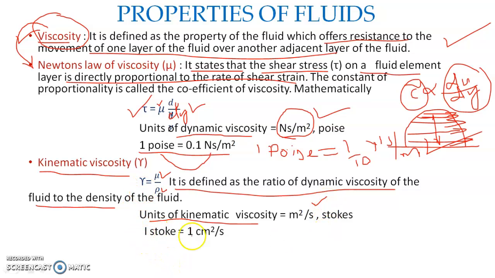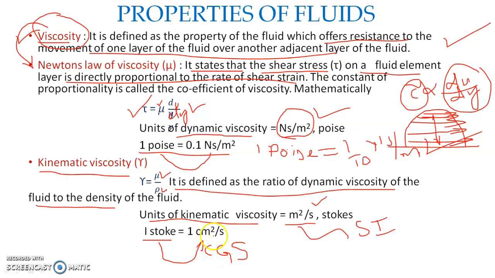Stokes also. Another unit of fluid kinematic viscosity is 1 stoke. How to convert 1 stoke into centimeter square per second? Clear? So 1 stoke is equal to 1 centimeter square per second. This is meter square per second, which is the SI unit. The stoke is the CGS unit.